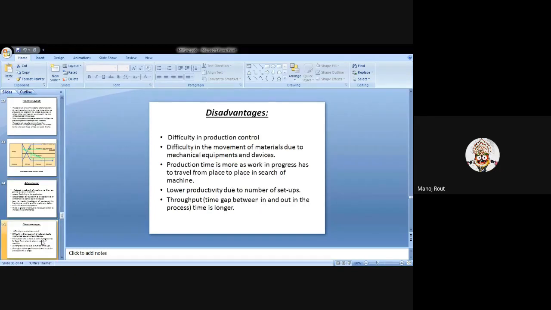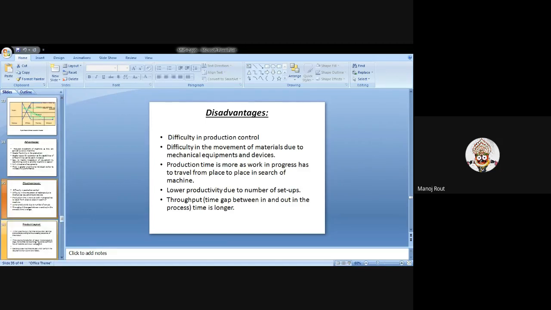Then the disadvantages of process layout: it is difficult in case of production control, and difficult in case of movement of material due to mechanical equipment and devices. The third one is that production time is more, as work in progress has to travel from place to place in search of machines. Lower productivity due to number of setups. Throughput, that is the time gap between in and out in the process, is longer.